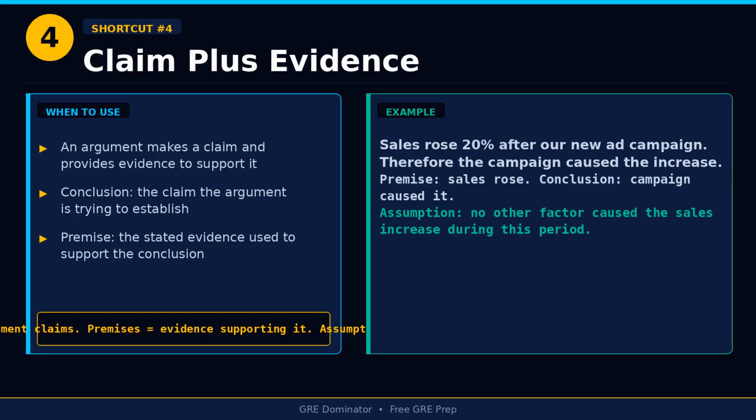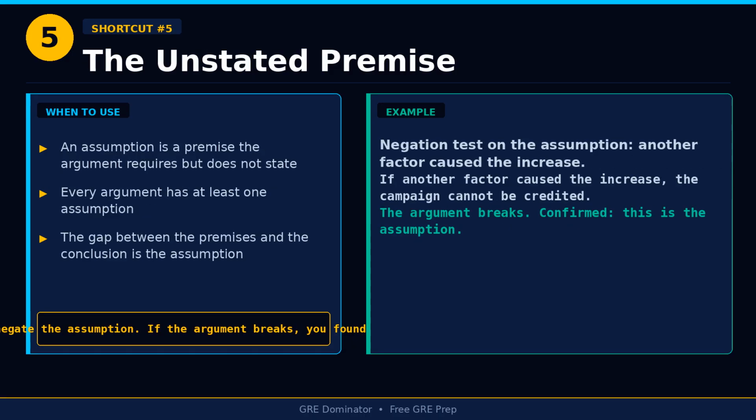In the example, sales rose after the ad campaign is the premise. The campaign caused the increase is the conclusion. The assumption is that nothing else caused the sales to rise during that period. The assumption connects the premises to the conclusion. It is what the argument takes for granted without stating.